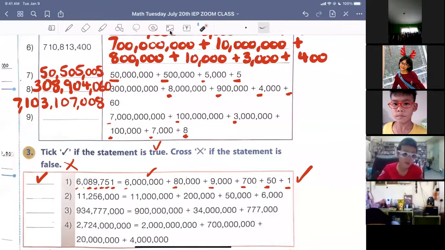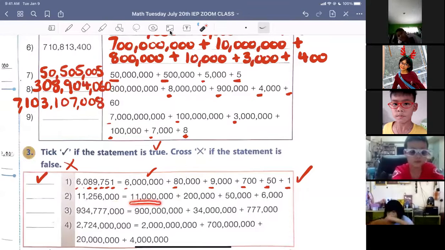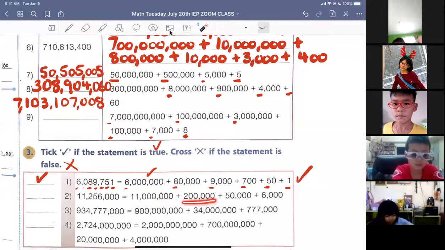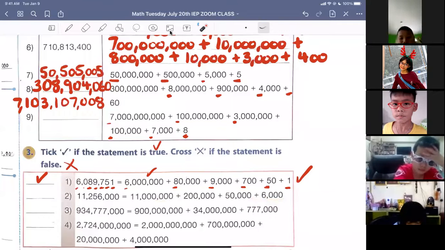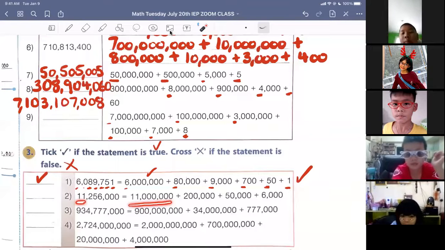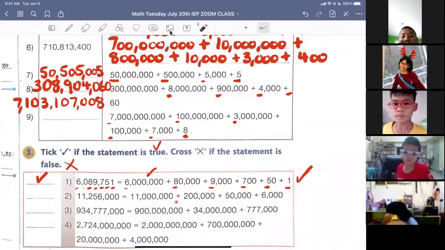Take a look at number 2. We have 11,256,000. So 11 million plus 200,000 plus 50,000 plus 6,000. So 11 million, right? 11 million is equal to 11 million, right? So we have 11 million plus 200,000 is 2, plus 50,000 is 5, plus 6,000.